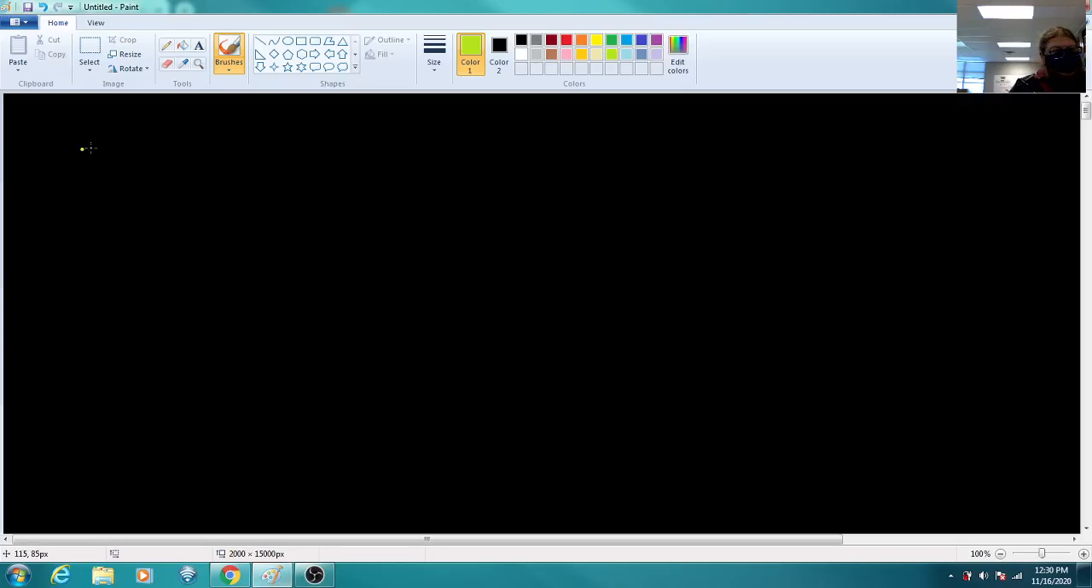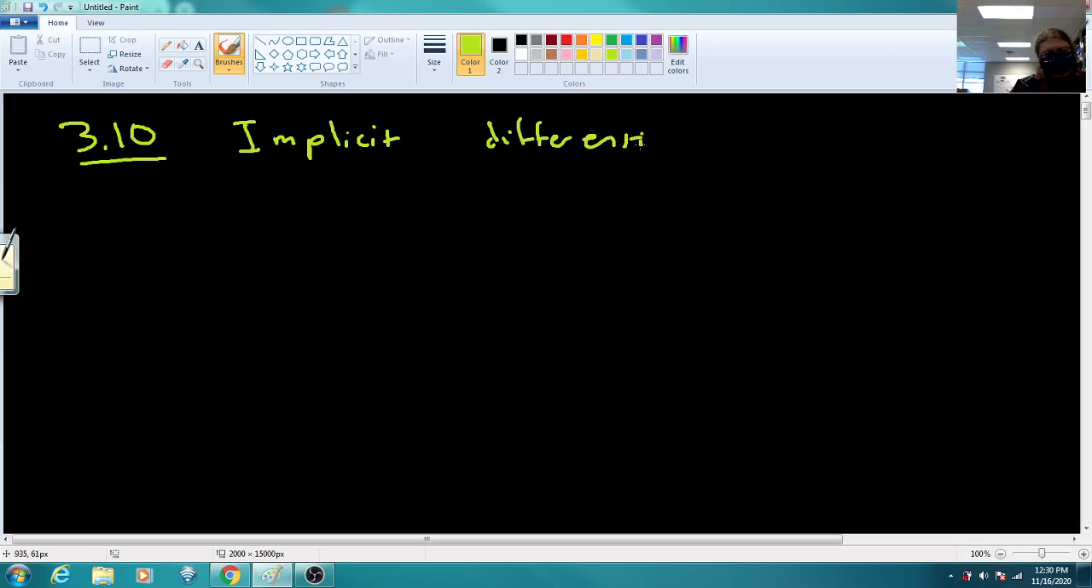Section 3.10 is about something called implicit differentiation. A lot of times you see equations in both x's and y's, and you can assume y is a function of x. Then, using that, you can solve for the derivative.